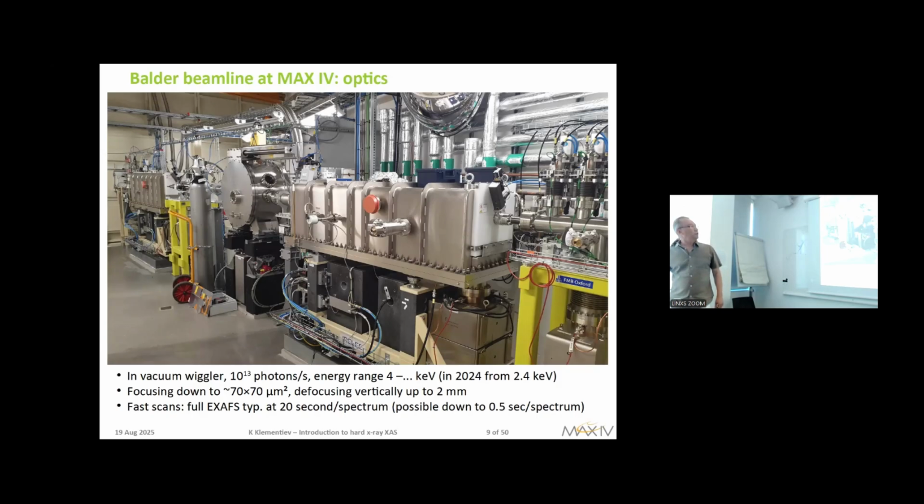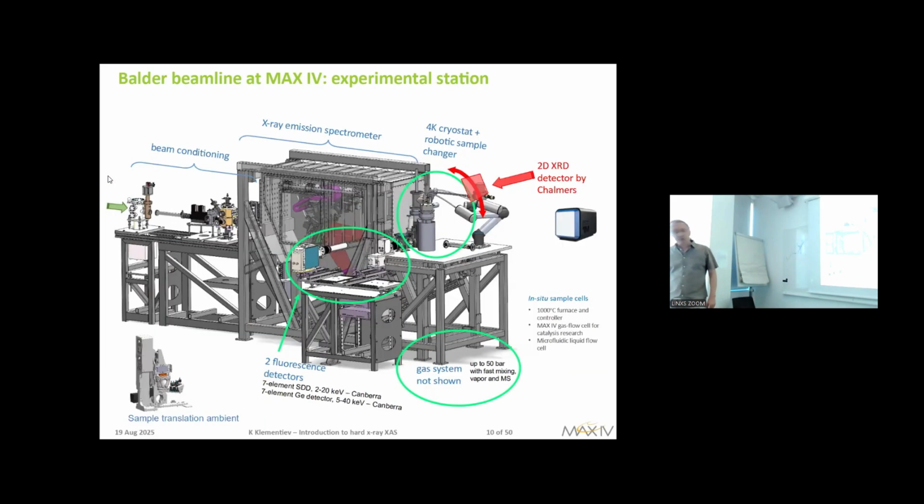This is a photograph of our optics hatch. The beam here comes from the right, then to the collimating mirror, the mono, the focusing mirror, and out from this hatch to the experimental hatch. In the experimental hatch, we have this equipment. Here the beam comes from the left, while this big beast in the middle is our X-ray emission spectrometer. I will not be talking about it in this lecture. And the experimental table is on the right. On it, we have different equipment.